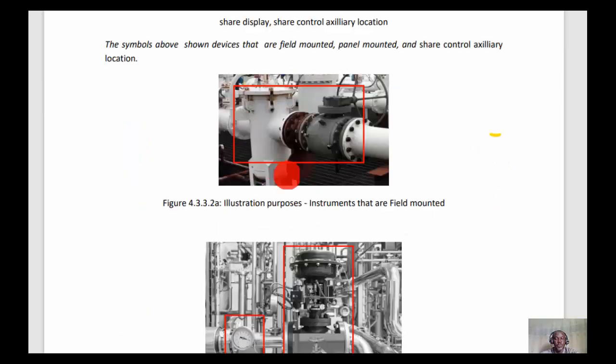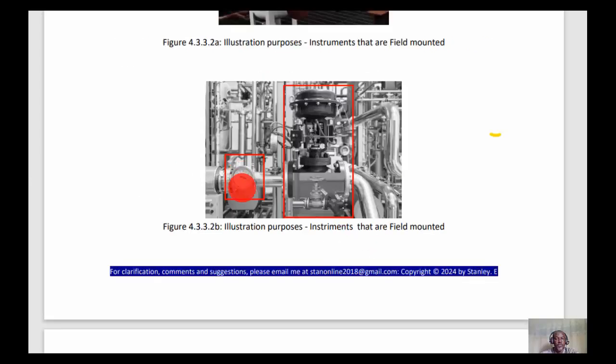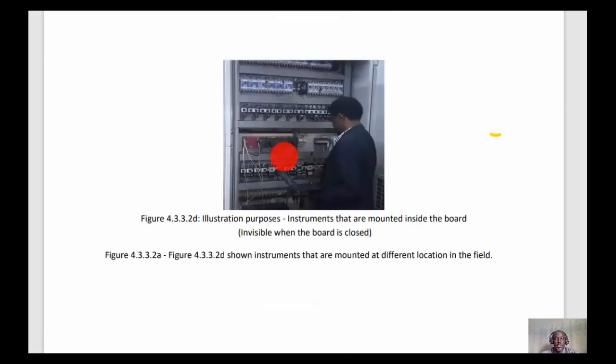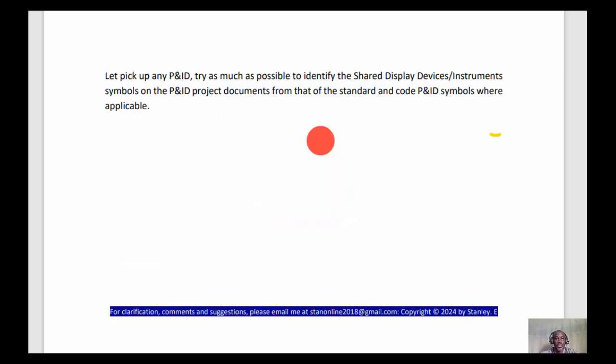For illustration purpose, this is an example of an instrument that is field mounted instrument, panel mounted instrument that are mounted inside a board, inside an enclosure. Let's pick up any P&ID and try as much as possible to define the shared display device and instrument symbol on a P&ID project document and compare to that of the standard and code symbol where applicable.